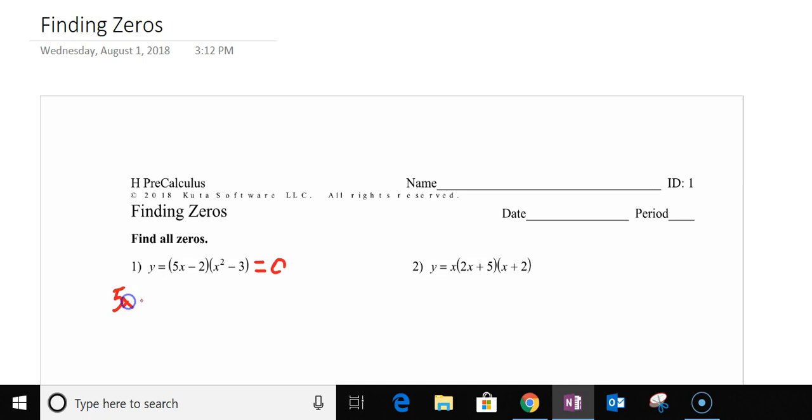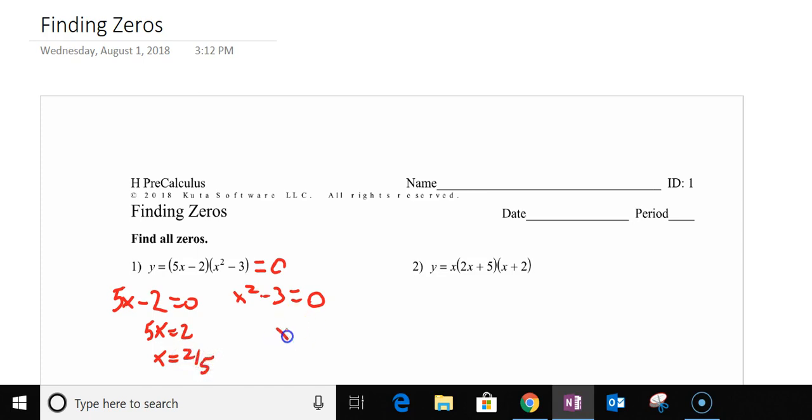So you get 5x minus 2 equals 0, and you get x squared minus 3 equals 0. And then you just have to solve each piece. So if we add the 2 over, we get 5x equals 2, and then divide by 5, and you get x equals 2/5. So there's one of your zeros.